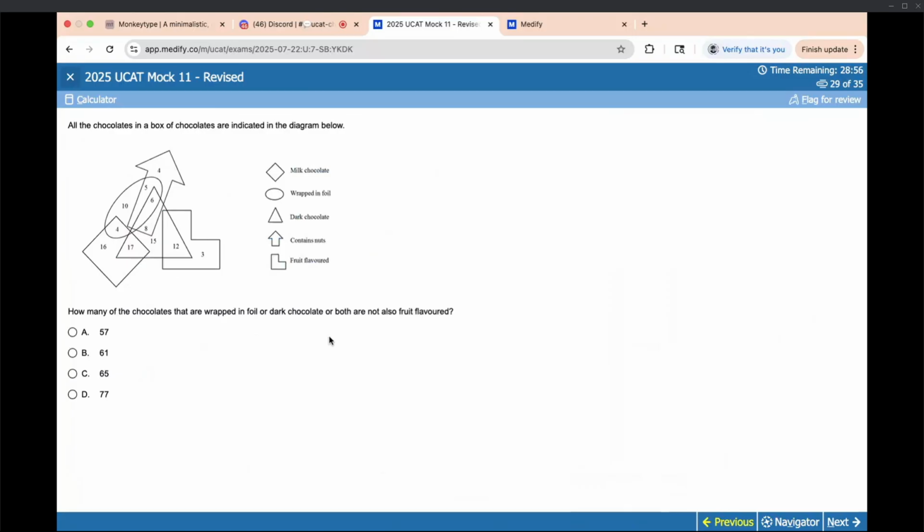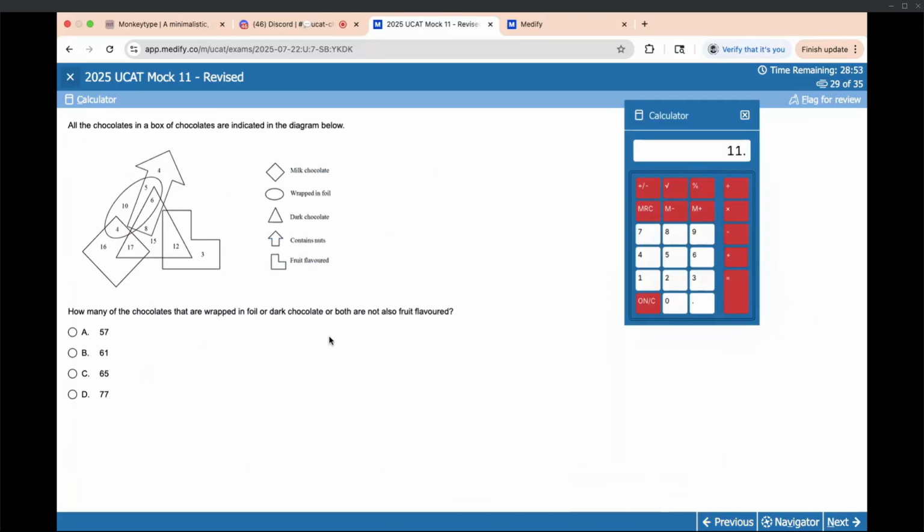Not wrapped in dark foils or that. So it's 5 plus 6 plus 10 plus 17 plus 15 plus 8. So it's 61. Wait, did I miss something? Wait, let me do this again. 5 plus 4 plus 8 plus 17 plus 15 plus 10 plus 65, I think. I might come back to this.